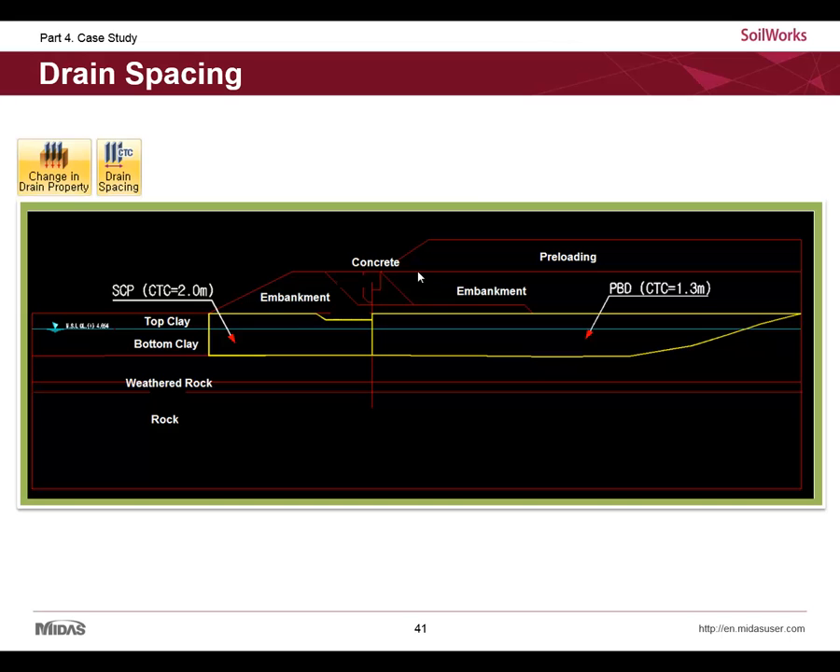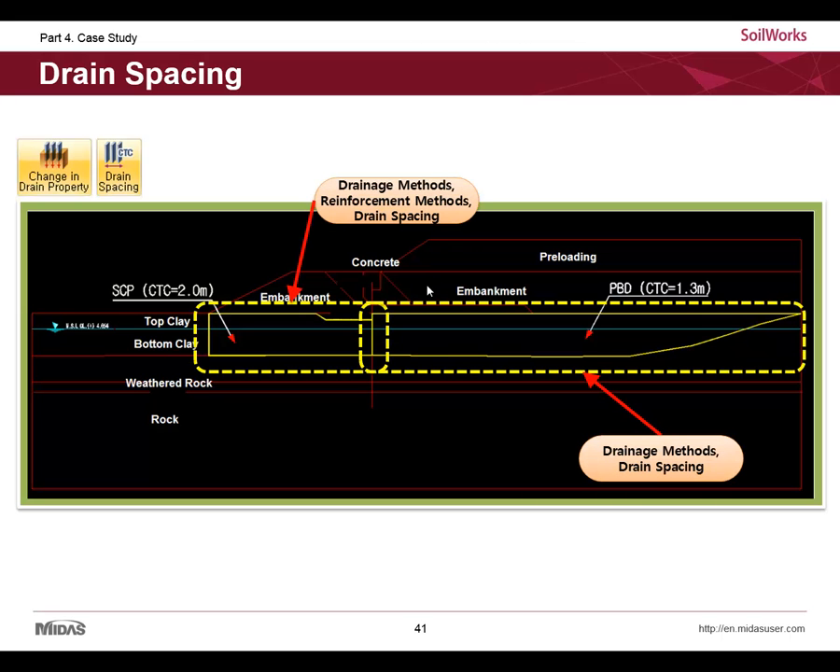In this case, PVD is applied for this area. This method is only for accelerating consolidation. Otherwise, SCP, sand compaction pile, is applied to this area. It is not only to accelerate consolidation, but also to reinforce the bearing capacity to resist against the slope failure.